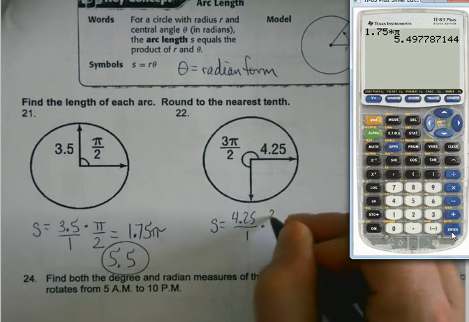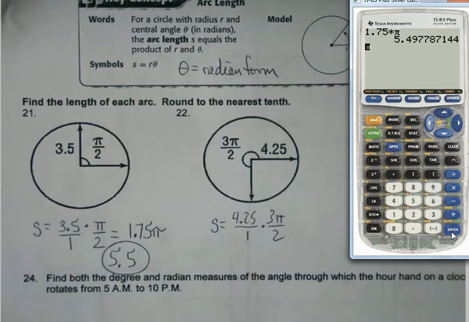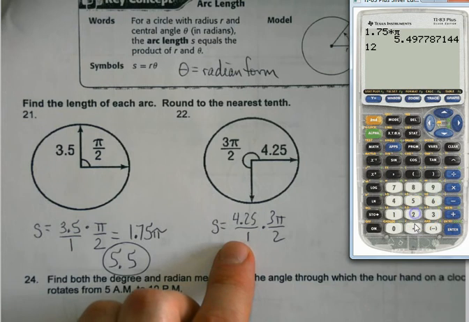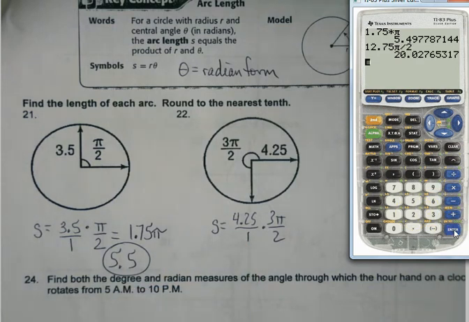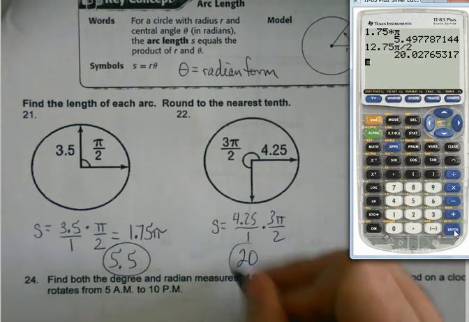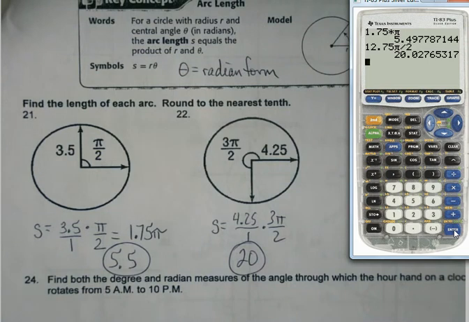4.25, 3 pi over 2. So what I've got, 12.75 pi divided by 2. Ooh, straight whole number. 20. But that's what I'm attempting to do with these. Always reduce and always look for directions to see if they're telling you the nearest tenth, the nearest whole, the nearest hundredth, whatever it happens to be.